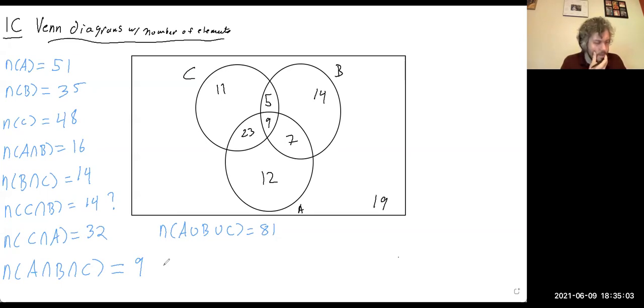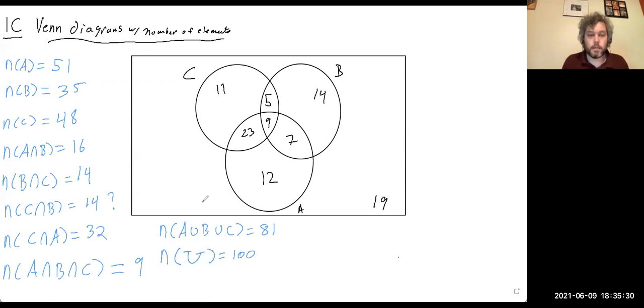Have we done enough easy ones? Nah. Let's do the universal set. How many's in everything? Somebody said 81. They've already done the work for us. So all of this is 81. We have 19 to go. How many's in the whole thing? The universal set. 100. All right.